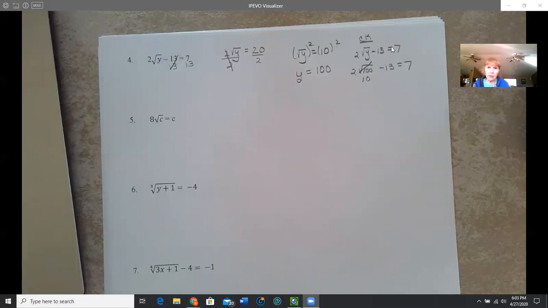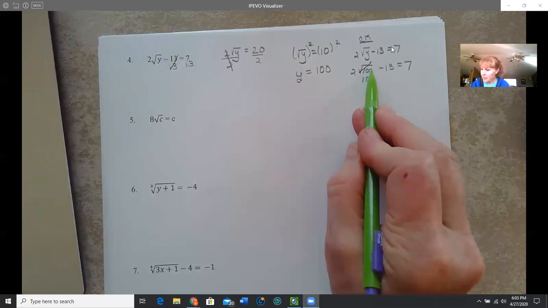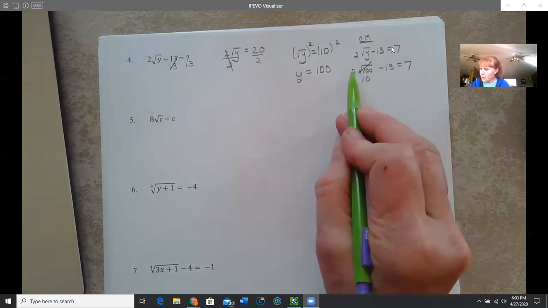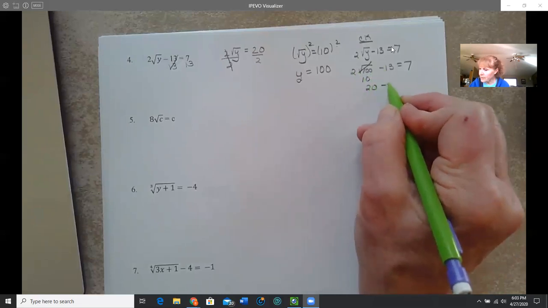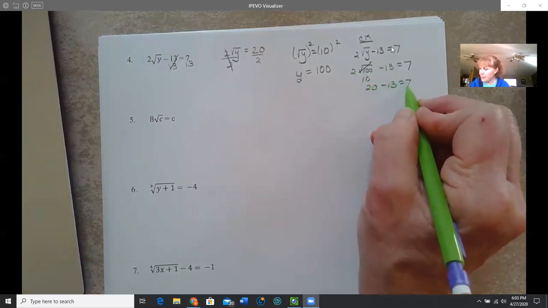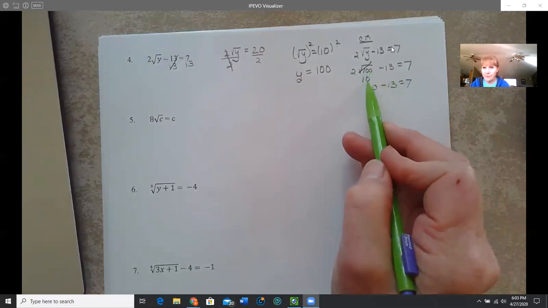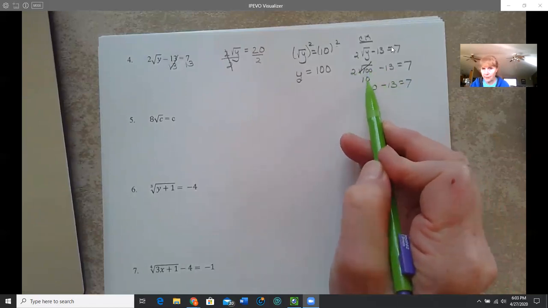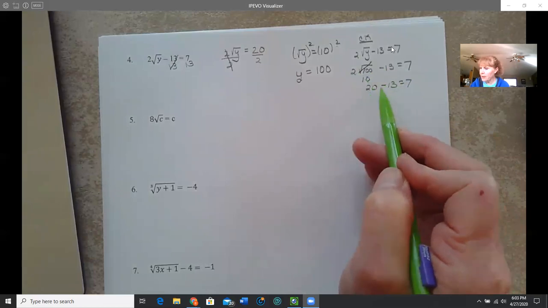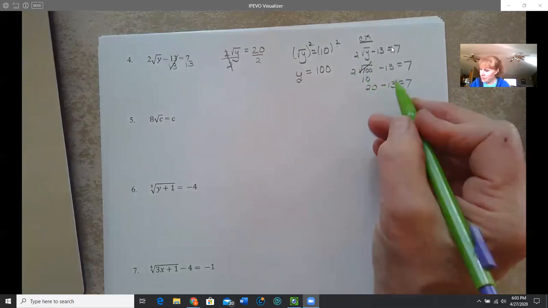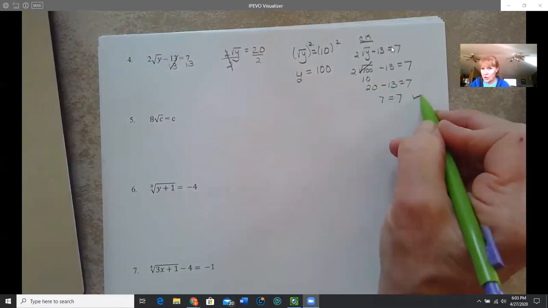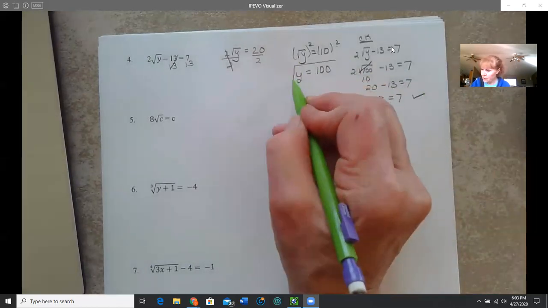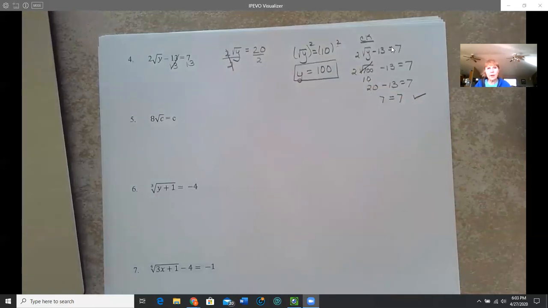So we did the exponent of 1/2, power of 1/2. This is considered a power. You get 10. 2 times 10 is 20. Minus 13 equals 7. So you do the square root, simplify it. 2 times whatever you get there, which is 20, minus 13. So we get 7 equaling 7. It does check. So our solution is y equals 100.